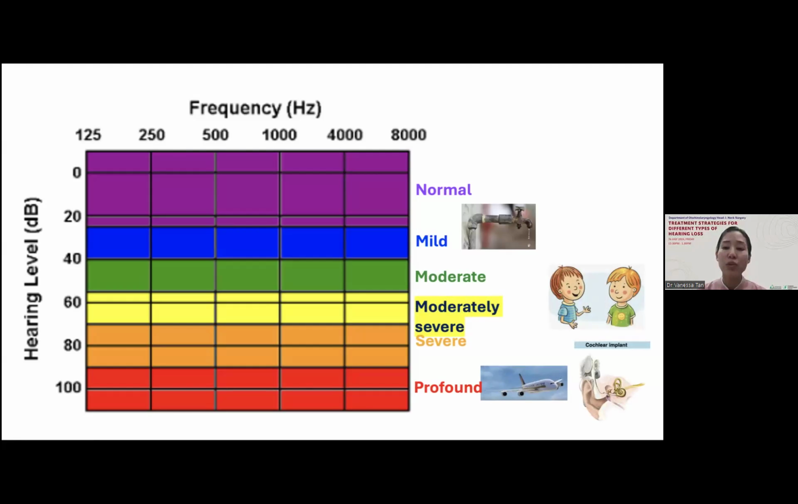For patients with profound hearing loss, generally hearing aids will not be useful because the hearing aids are unable to amplify the sound adequately, and such patients will be surgical cochlear implant candidates.